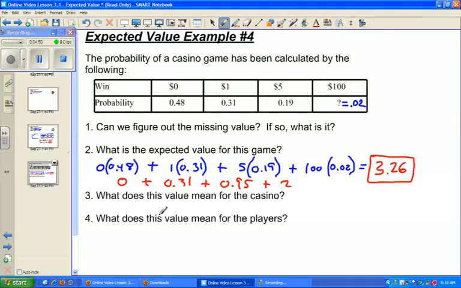Okay, question 4. What does this value mean for the players? For the players, it means that they should expect on average to make $3.26 per game if they play this all day and all night. But they need to keep in mind that they will be paying more than $3.26 to play the game. If the casino charges $5 to play the game, they're going to lose money, $1.74 in fact, each time they play. Not every time they play, but in the long run, if they play a lot, they would expect to lose about that much money per game.